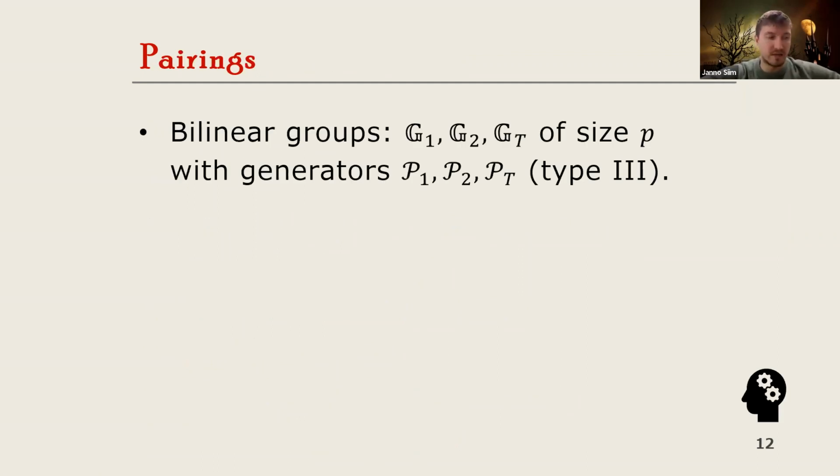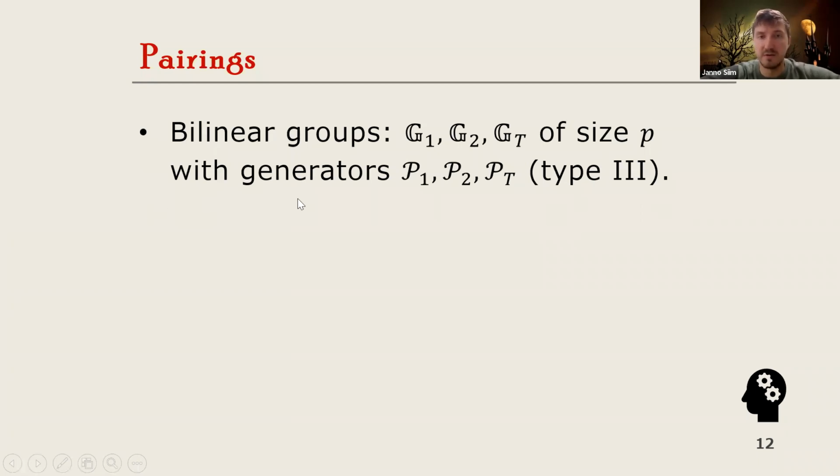Okay, let's go to some background first. We will be using bilinear groups in this work. So here we have three groups, G1, G2, and GT of some prime size p, which are generated by P1, P2, and PT, and we're using type 3 pairings.